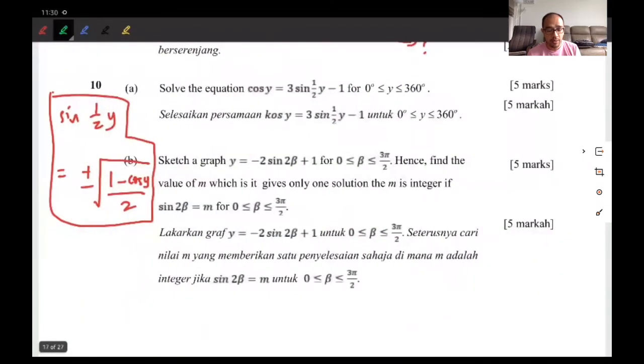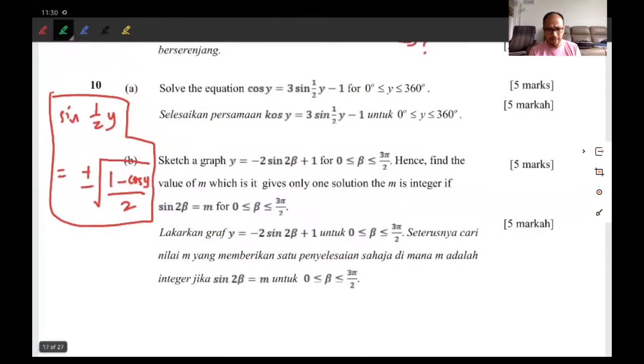Cos y equals 3 sine half y minus 1, for 0 to 360, solve the equation. Usually, for a trigonometric functions question in section B, the first question is solve and the second question is graph. Graph will definitely come out in paper 2. If it's section A, it will be proof and then graph. Because this is section B, a 10-mark question, you have to solve.